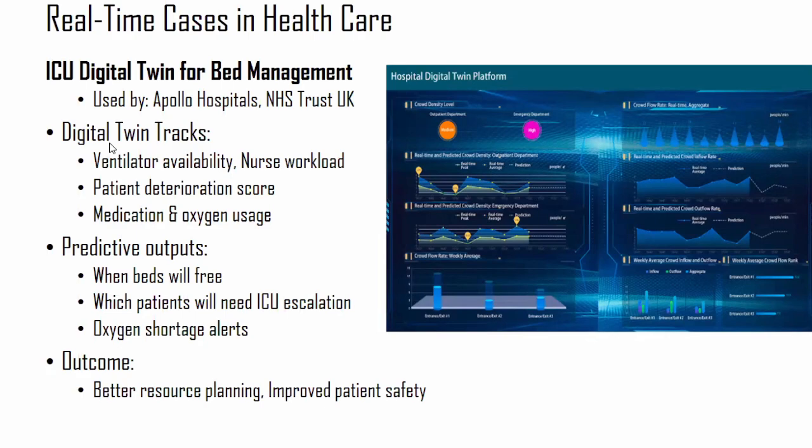You see this used by Apollo Hospital, the digital twin tracks ventilator availability, and they are able to monitor nurse workload, patient deterioration score, medication and oxygen usage. Everything can be monitored using this bed management. Okay, and the next thing is, what is the predictive output? So when beds will free. So probably we can monitor that also.